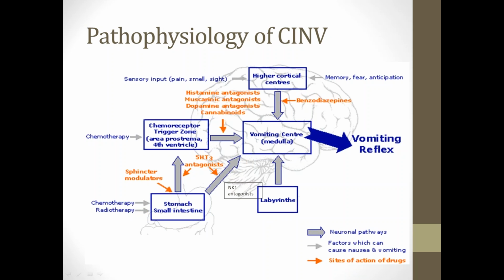Now, the different areas of the brain that are important here are in boxes in blue lettering. The sites of specific drug actions, as you can see here, 5-HT3 antagonists, histamine antagonists, muscarinic antagonists, dopamine antagonists, are in orange, and I'll discuss these drugs individually in a little while. Also, in the higher cortical centers of the brain, this is where pain, smell, and sight come in and are responsible for something called anticipatory nausea, which we'll discuss later on.